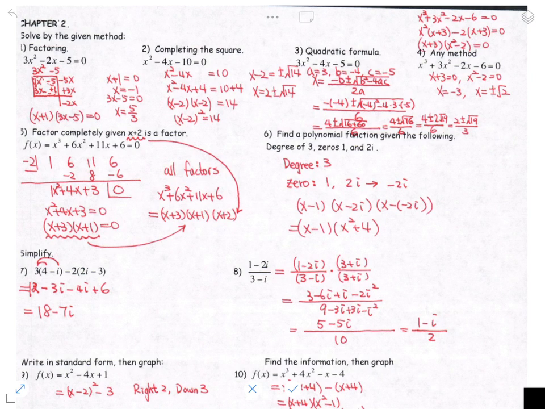Set each of them equal to 0. That means x plus 3 equals 0, and x squared minus 2 equals 0. So I have x equal to negative 3, and then x equal to positive or negative square root of 2.